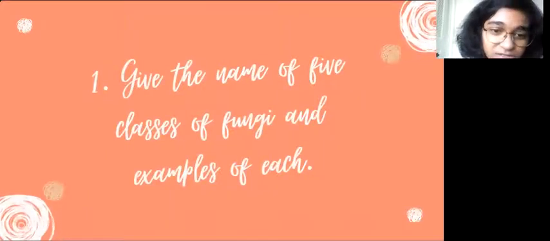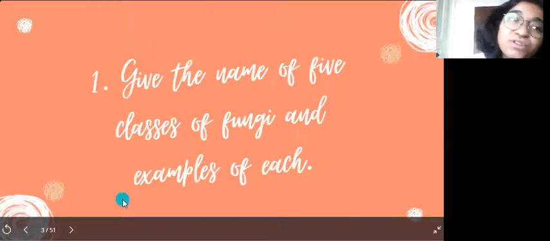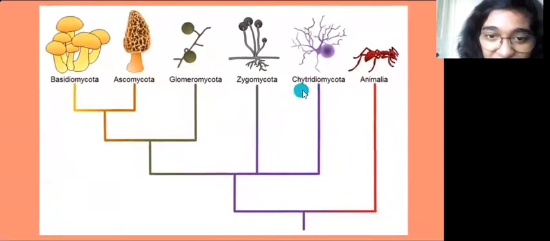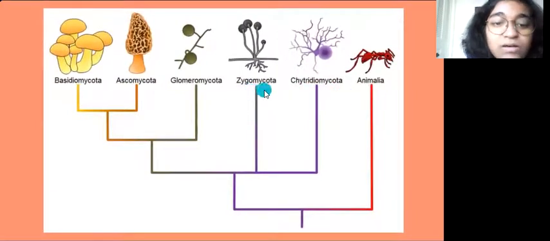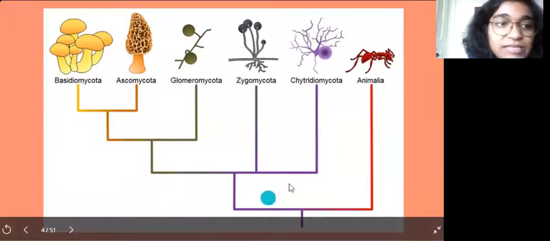The first requirement asks us to give the 5 classes of the fungi and examples of each. I'll be giving pictures and how it affects in the coming slide. So let's get into it. So the 5 classes of fungi. I'll be starting from the right, which is Chytridiomycota, Zygomycota, Glomeromycota, Ascomycota, and Basidiomycota. These are the five types of fungi, and the Animalia is the animal kingdom.